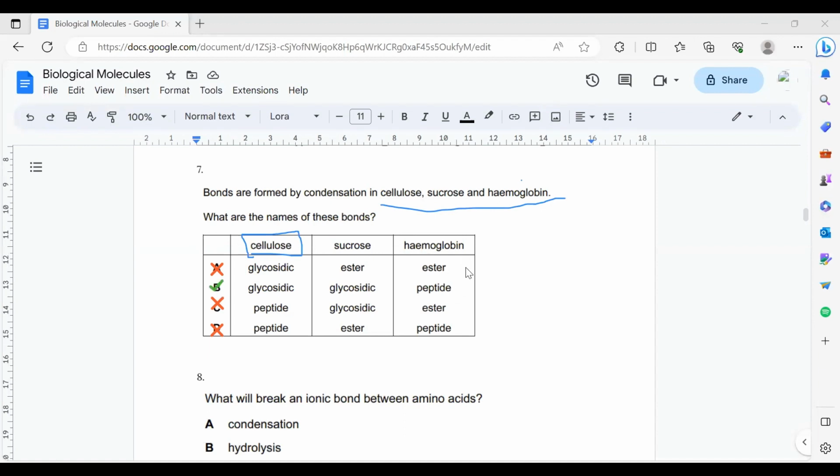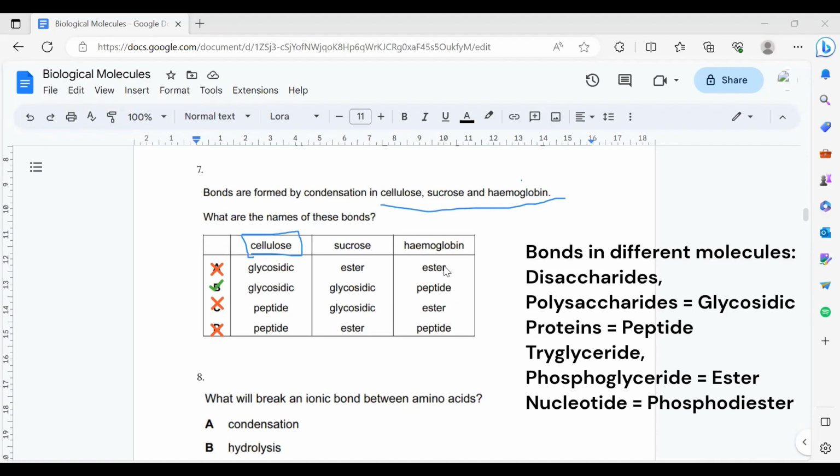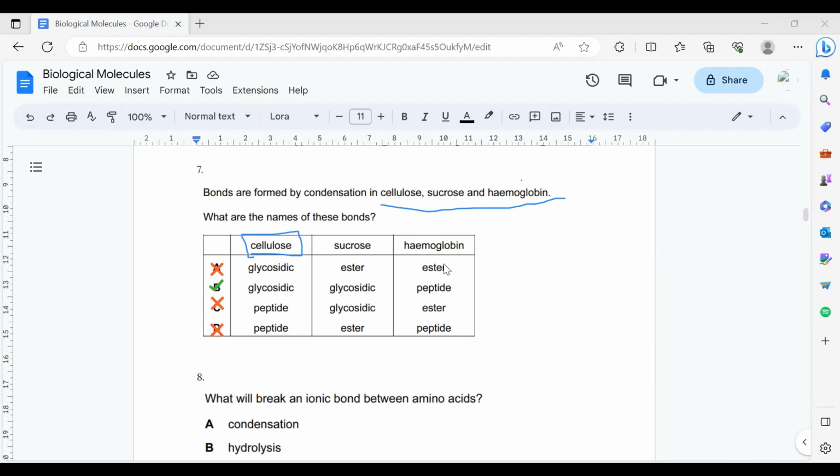As you can see, hemoglobin cannot have an ester bond. Ester bonds are present in lipids, fats, and triglycerides or phosphoglycerides. And there is another bond known as a phosphodiester bond, which is present in DNA molecules, nucleotides.